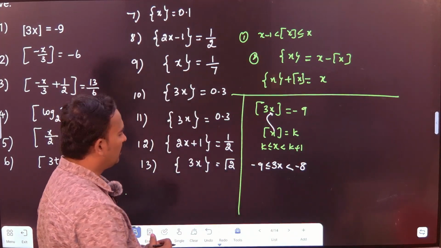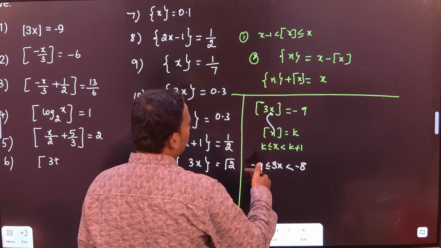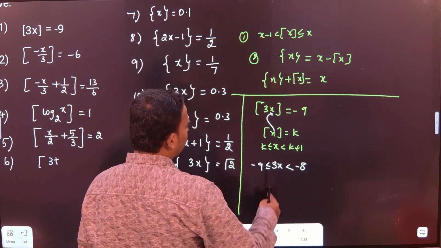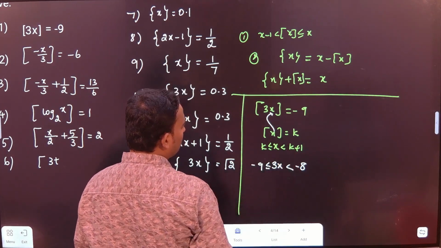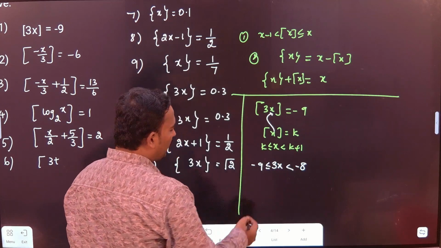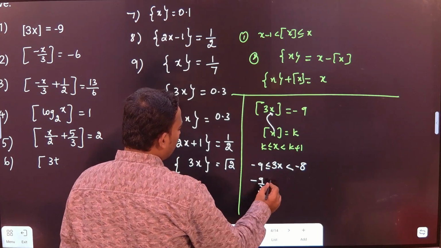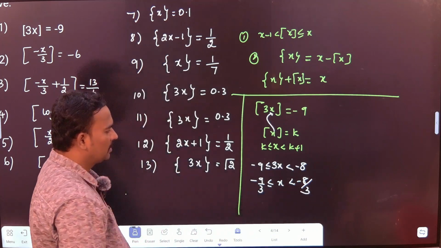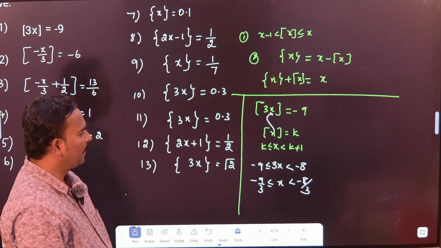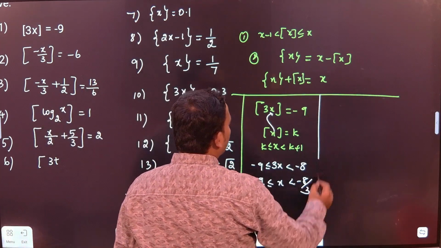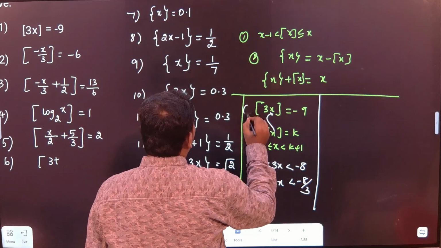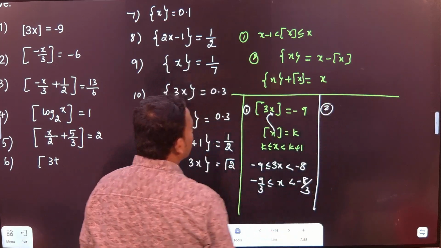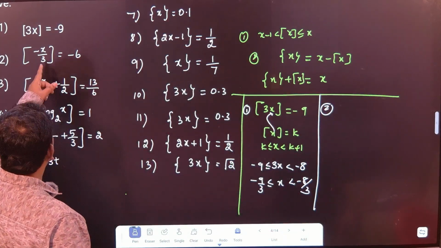Understand? Okay, now you can divide it by 3, right? We need x. Minus 9 by 3 is less than or equal to x, less than minus 8 by 3. That is your answer. Clear? Okay, this is your first one. Second one you can take.